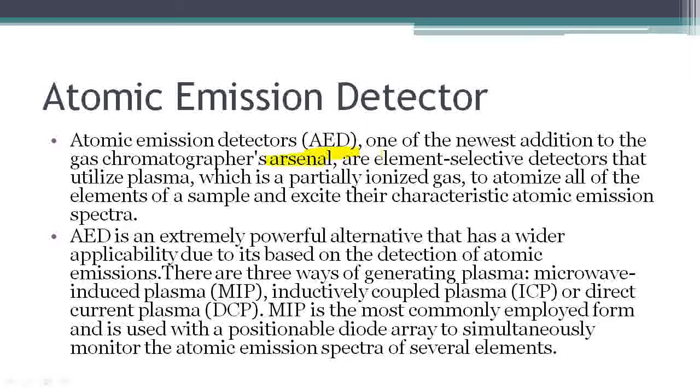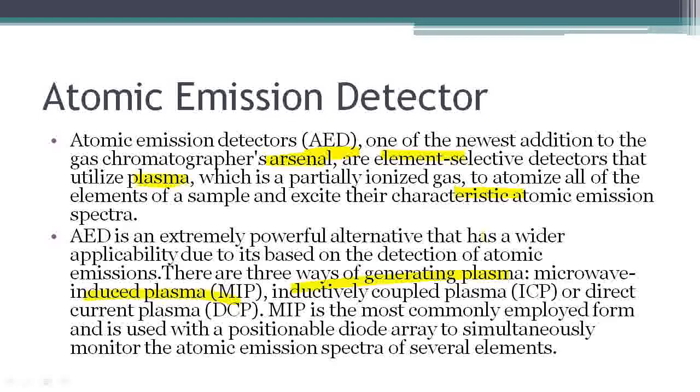So element sensitive, these are for specific elements that can utilize plasma. Okay, there is a fourth form of matter: solid, liquid, gas, and plasma. It involves creation of plasma, and this plasma can be created in many ways: in microwave, inductively coupled, or direct current plasma, because of current or magnetic fields or whatever, we create plasma.